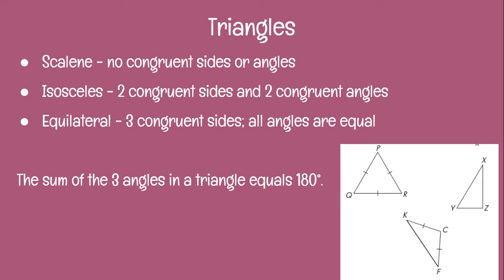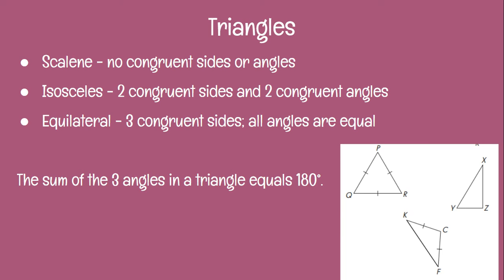The first triangle, PQR, is equilateral since it has one tick mark on each side. That shows that each side is congruent to another side that has one tick mark. And since all of them have the same amount, they are equal. Triangle KFC has two sides of the triangle that have a singular tick mark, and that indicates that those two sides are congruent. And since there are only two sides that are congruent, that is an isosceles triangle. Triangle XZY has no tick marks, so none of the sides are congruent, and so that is a scalene triangle.